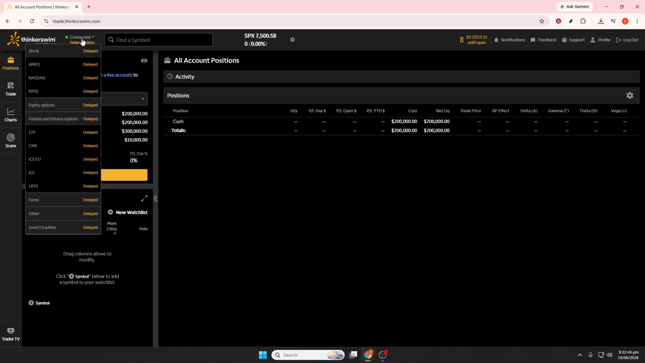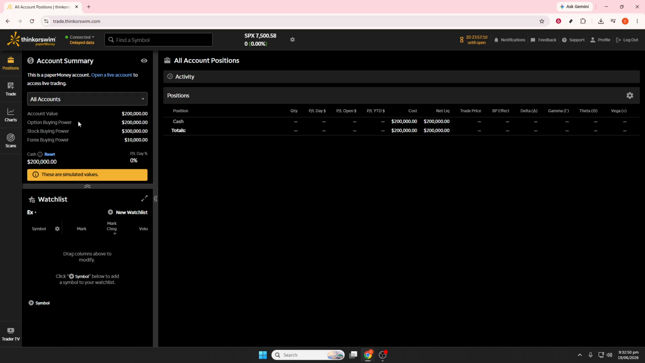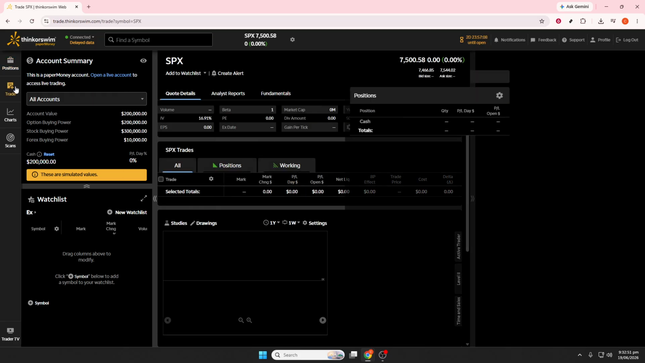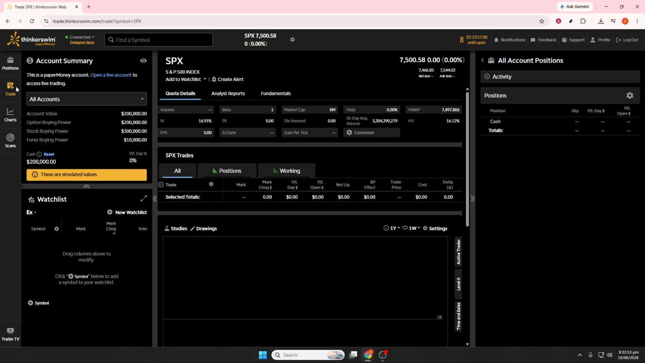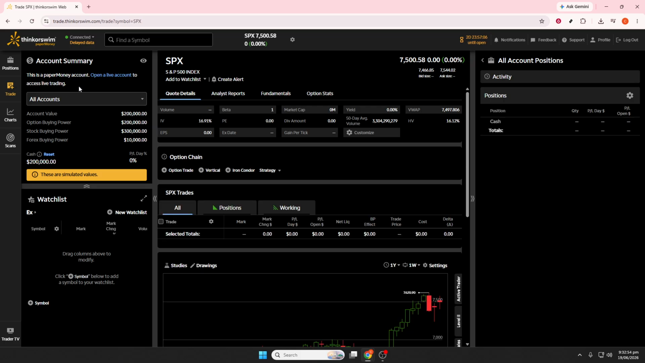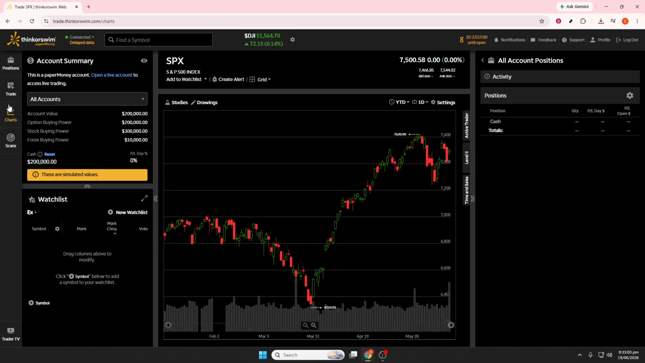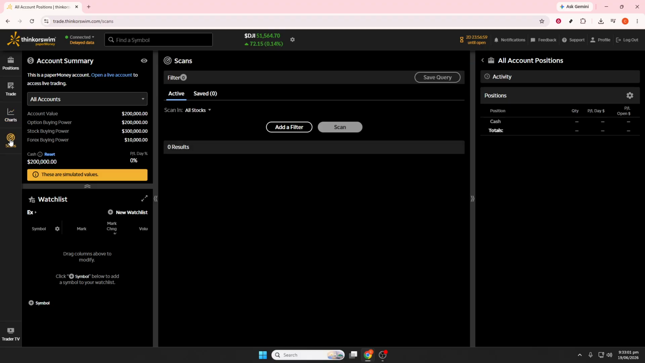Next, add the key indicators. The most important one is VWAP. VWAP helps you understand where institutional buying and selling may be taking place. To add it, go to Studies, then Edit Studies, search for VWAP, and add it to your chart. Many scalpers use VWAP as a directional guide, looking for long opportunities when price is above VWAP and short opportunities when price is below it.